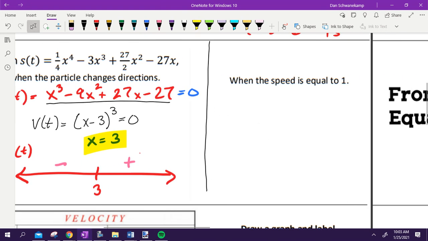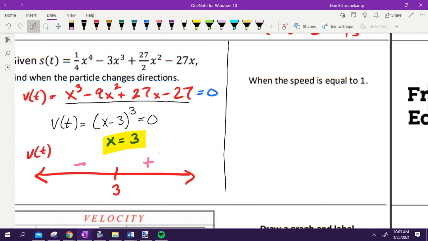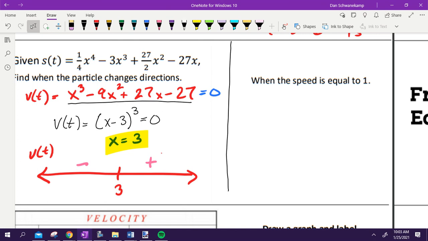The next question, figure out when the speed is equal to 1. Talk to your neighbor. Come up with a game plan to figure that out. Go. Show me with your fingers, what are your answers to this question? Dylan, what'd you do here to find your answers? I set velocity equal to 1, and then just solved the equation.